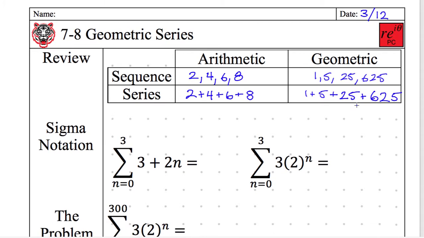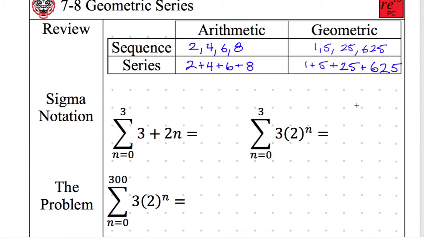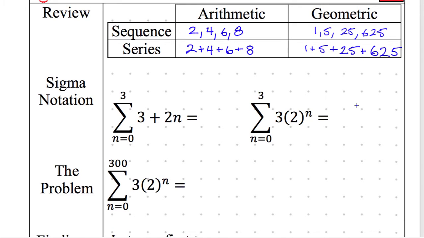All right, so we saw sigma notation in our warm-up today, and we're going to be using sigma notation again today. Sigma notation means add. Add them all up. Sum, sigma. That's the Greek letter for S, for summing up numbers. So this is an example of an arithmetic series.